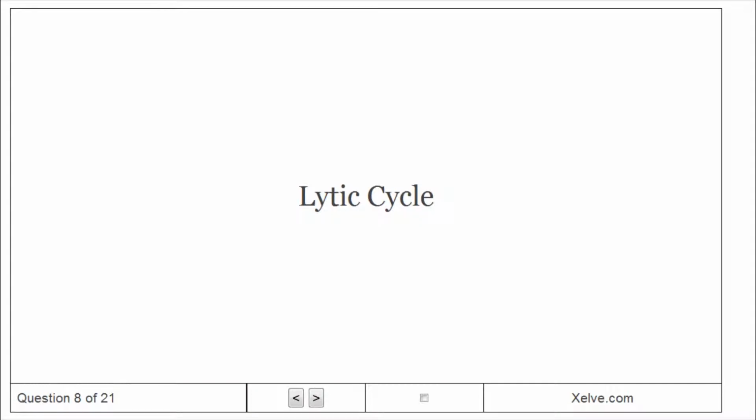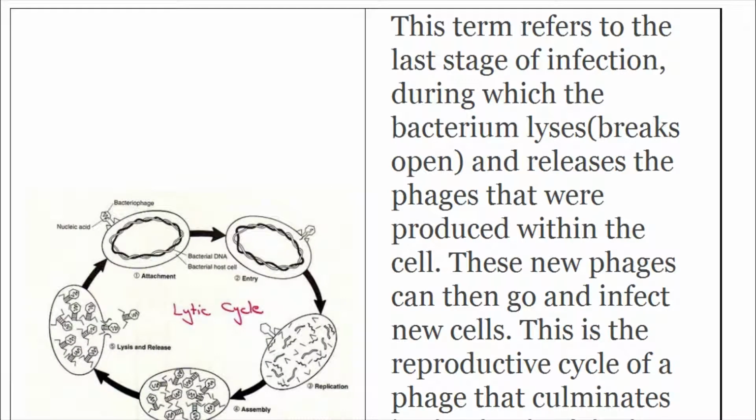Lytic cycle. This term refers to the last stage of infection, during which the bacterium lyses, breaks open, and releases the phages that were produced within the cell. These new phages can then go and infect new cells. This is the reproductive cycle of a phage that culminates in the death of the host cell. This process produces new phages and digests the host's cell wall, releasing the progeny virus.